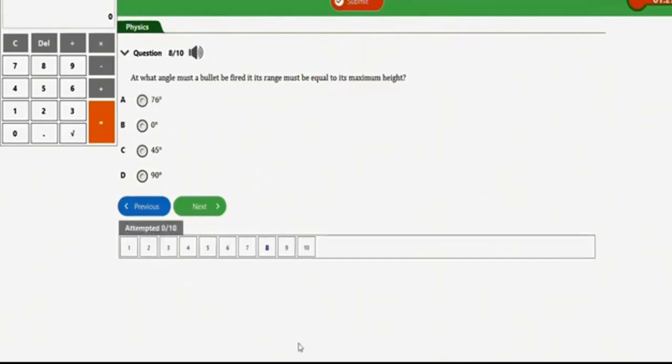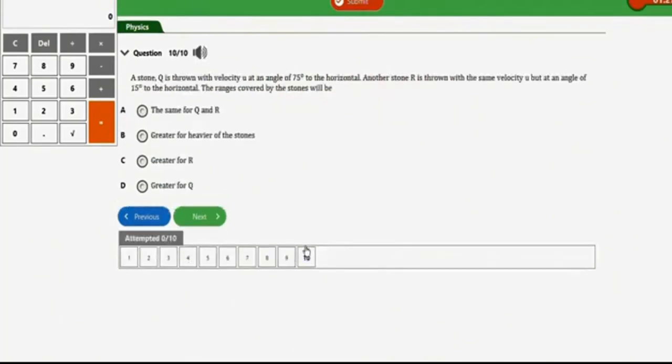Take note of this. Okay guys, so the last repeated question we're going to solve will be this question. It says, a stone Q is thrown with initial velocity U at an angle of 75 degrees to the horizontal. Another stone R is thrown with the same velocity U but at an angle of 15 degrees to the horizontal. The ranges covered by the stones will be. Now take note of this question guys. I have often seen it repeated as well. The correct option in this question will be option A. The ranges covered by the stones will be the same for Q and R.